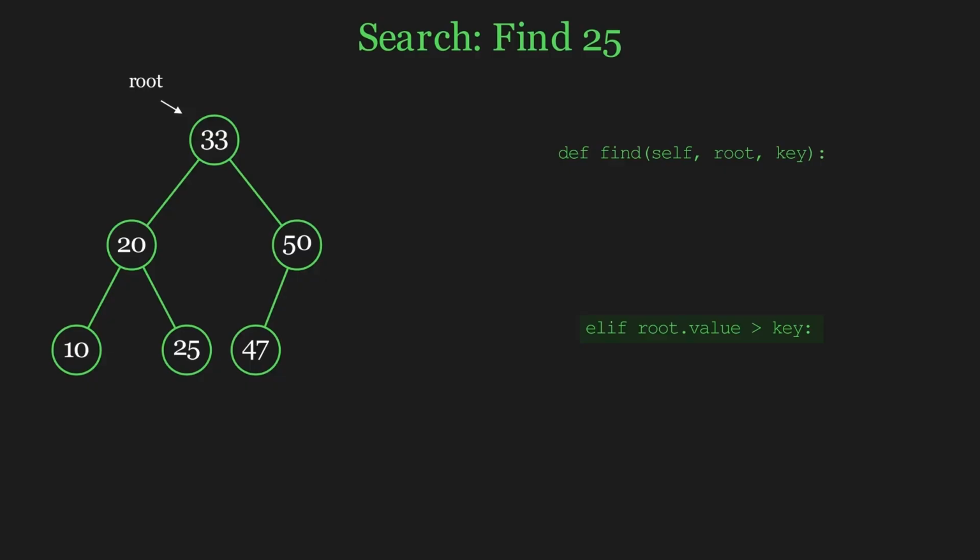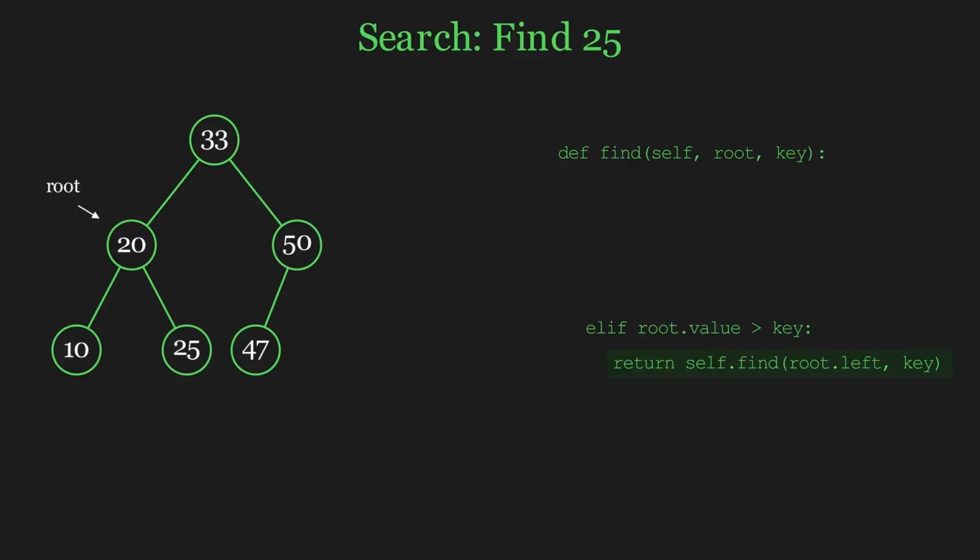First, if the target value, in this case 25, is less than the value in the node, root, that we are searching at, we know that our target node must be located in the left subtree. Knowing this, we can call find on the left child of root, reducing our problem space to nodes in the left subtree, similar to how we can cut the search space in half using binary search on an array.